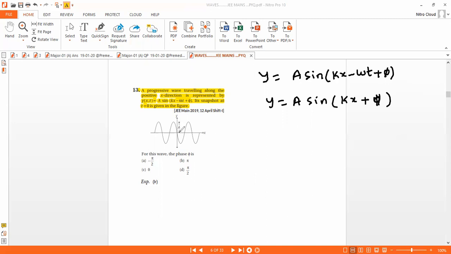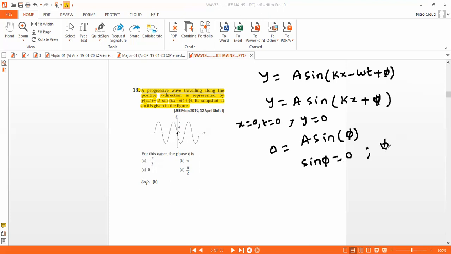Suppose in this graph at x equal to 0, y is equal to 0, and t is equal to 0. When x is equal to 0 and t is equal to 0, that means y equal to 0. So 0 equal to a into sine phi, so sine phi is equal to 0. So phi is equal to 0 degrees.